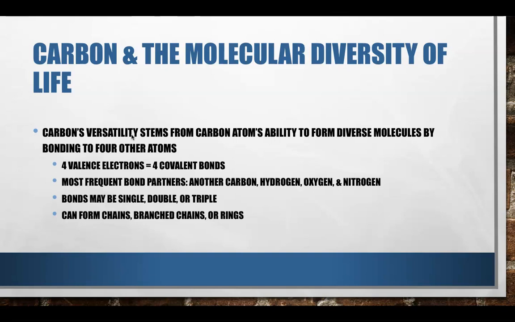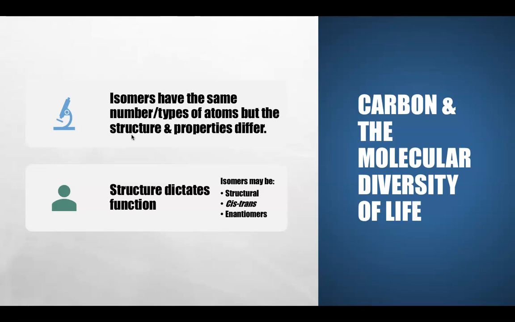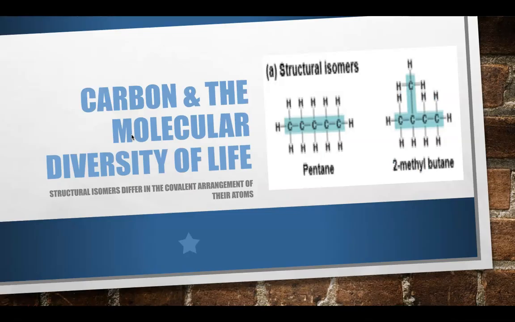In doing so, especially with the carbon-carbon bonds, carbon is able to form skeletons that are either chains, branched chains, or rings. Because carbon can be arranged in these straight chains, branched chains, or rings, carbon can create isomers. Unlike an isotope, an isomer is going to have the same number and types of atoms, but the structure is going to be different. And remember that structure dictates function. So if the structure is different, then the properties will be different as well. You have 3 different types of isomers: structural isomers, cis-trans isomers, and enantiomers.